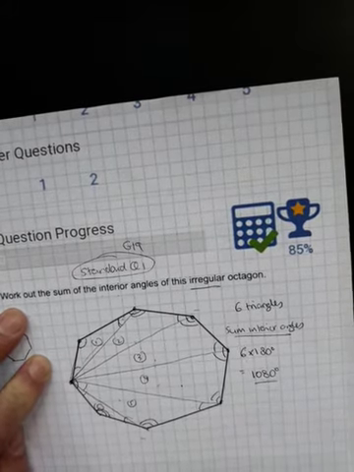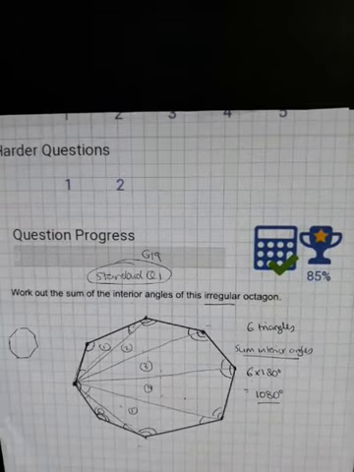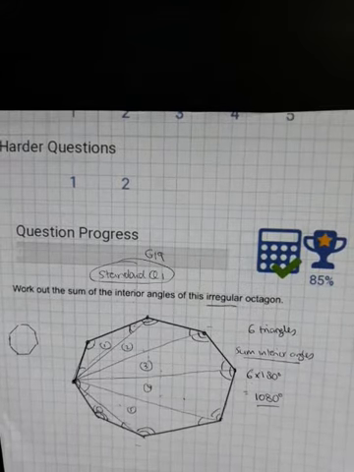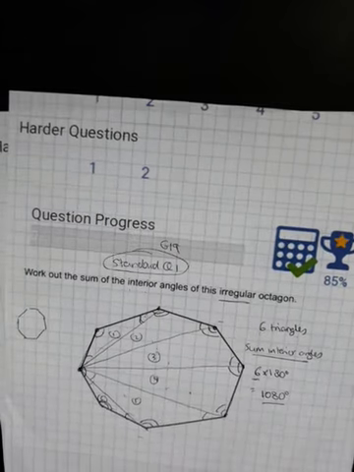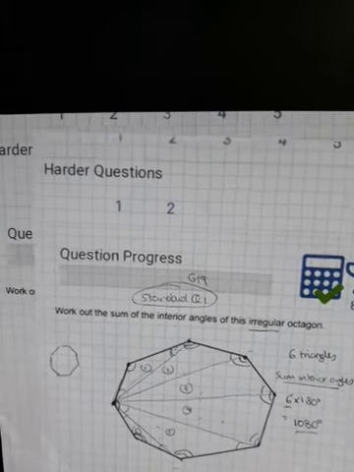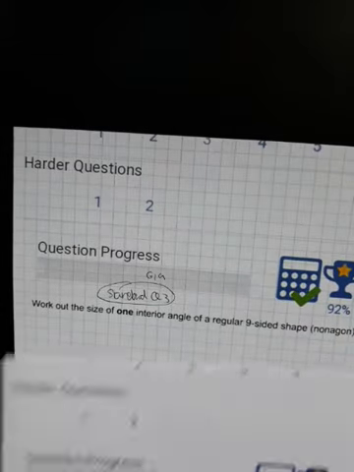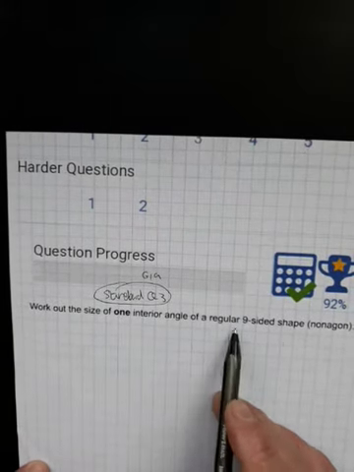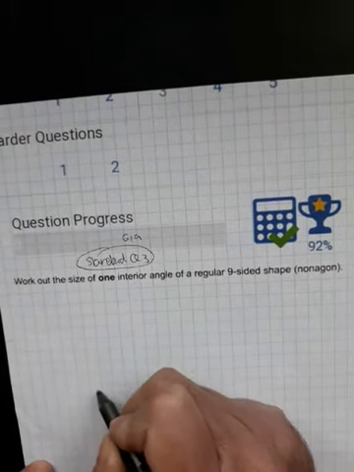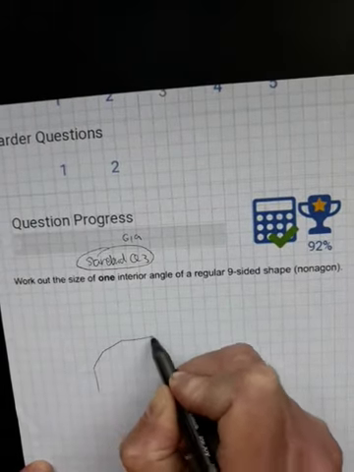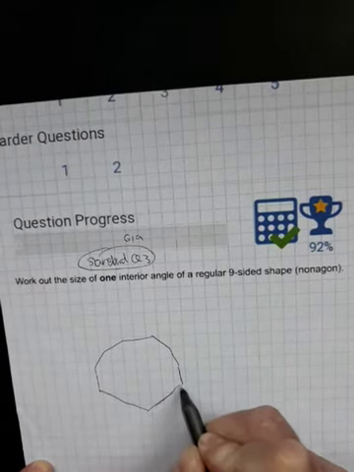We can use the same process for any polygon that we do. So that's the first one. We're going to use the same approach in question 3 of the standard. Just look at my layout: 6 triangles, sum of interior angles then is 6 times 180. What's different about this question? In this one it says work out the size of one interior angle of a regular 9-sided shape. You could try and draw one: 1, 2, 3, 4, 5, 6, 7, 8, 9. It's not easy to do here.